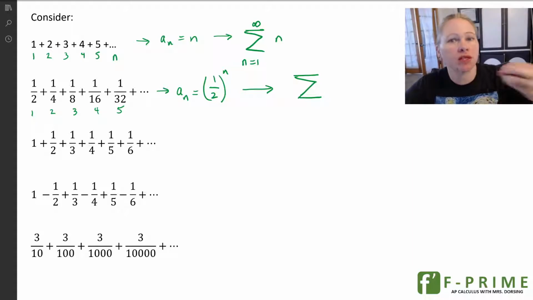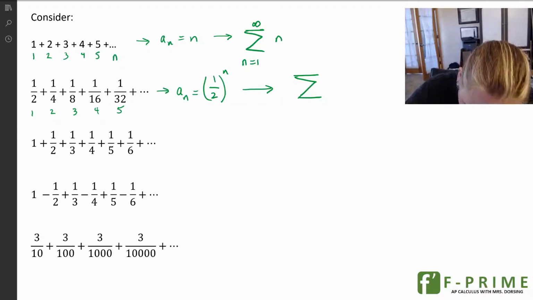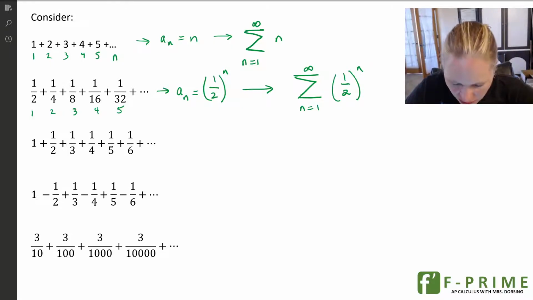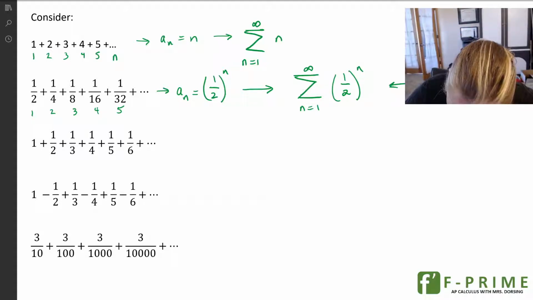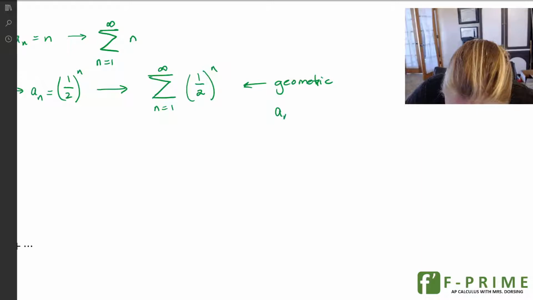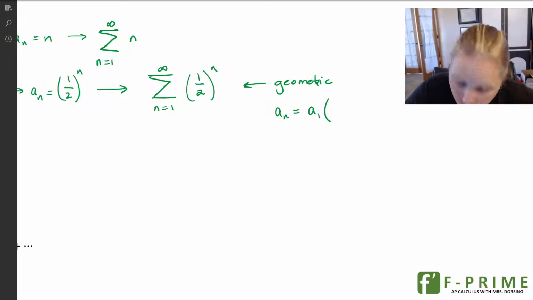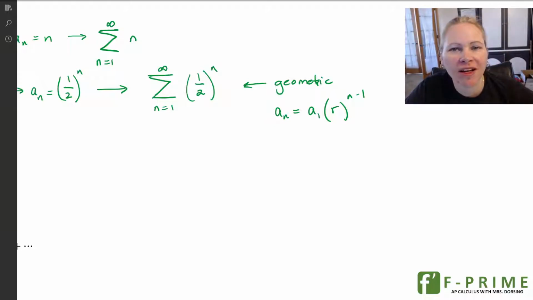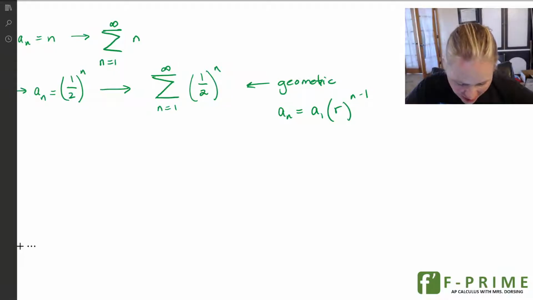Is it some number raised to a power? So this would look like this. You'd have 1/2 to the nth power, n equals 1 to infinity. Now this is a geometric sequence, or a geometric series. The way that I know it's geometric, remember, the general form is this, but if you start it at 0, then here n is 1.